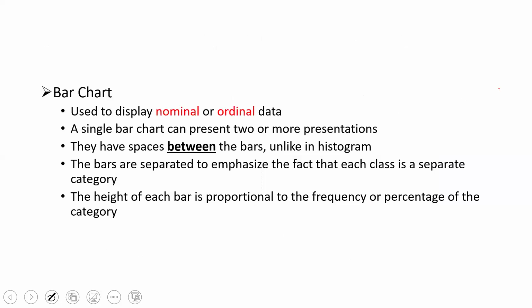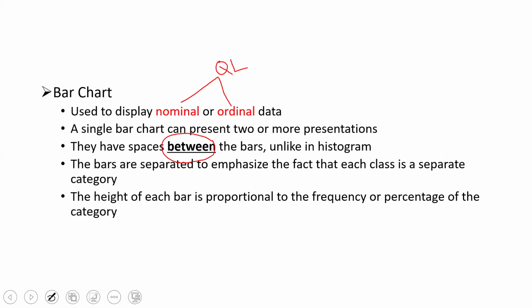All right, so let's look at another graph. The first one we have looked at is the histogram. And then the next one is the bar chart. And the bar chart is used to display nominal and ordinal data. These two are examples of qualitative data, nominal or ordinal data. Here, you can have spaces between the bars, unlike in the histogram.